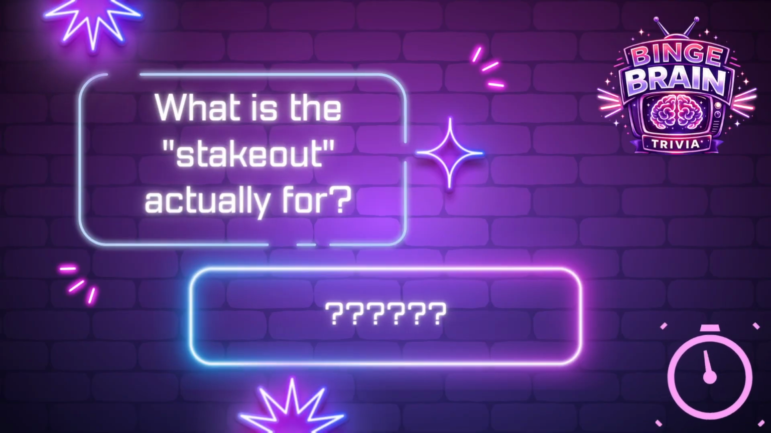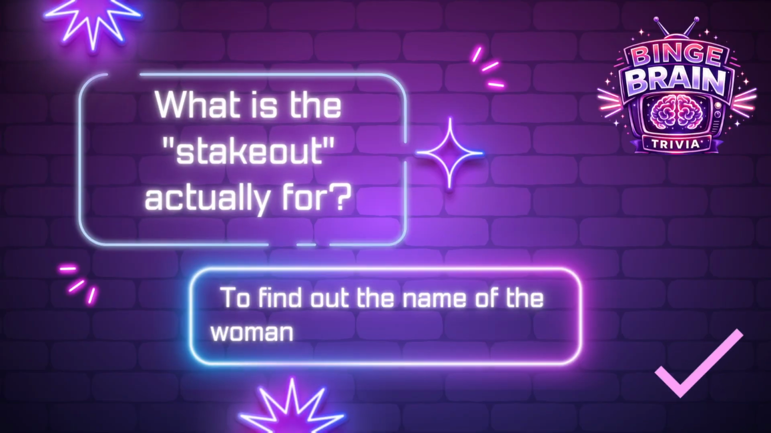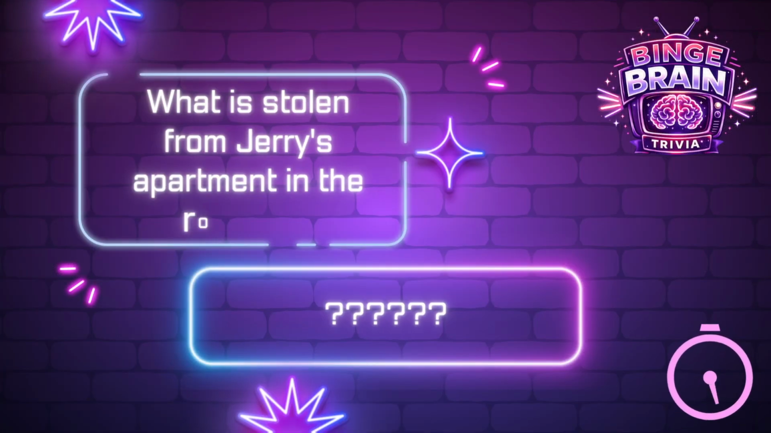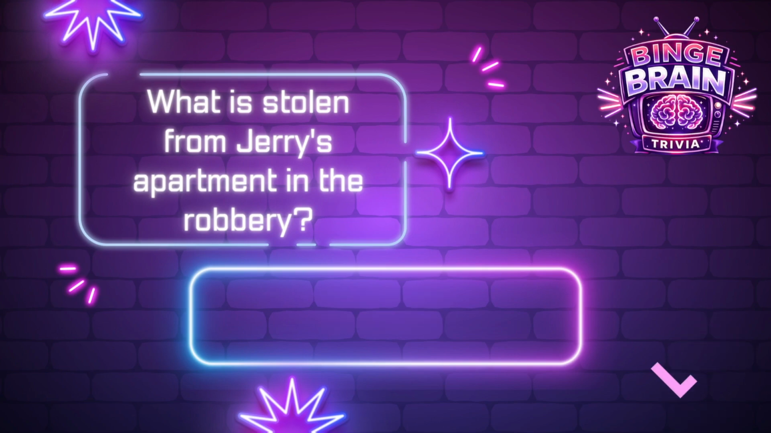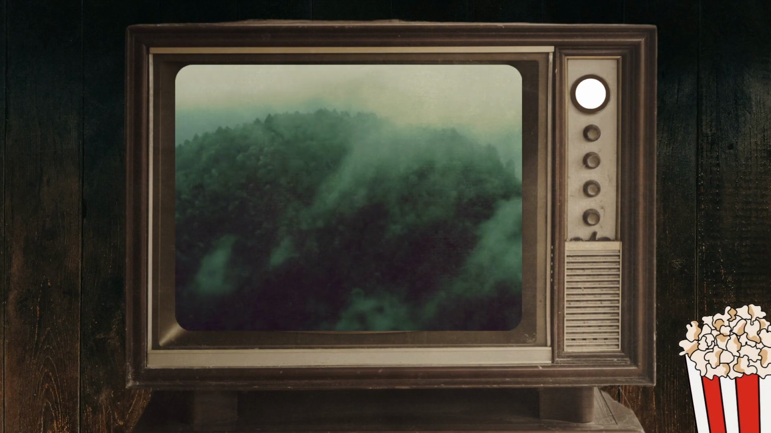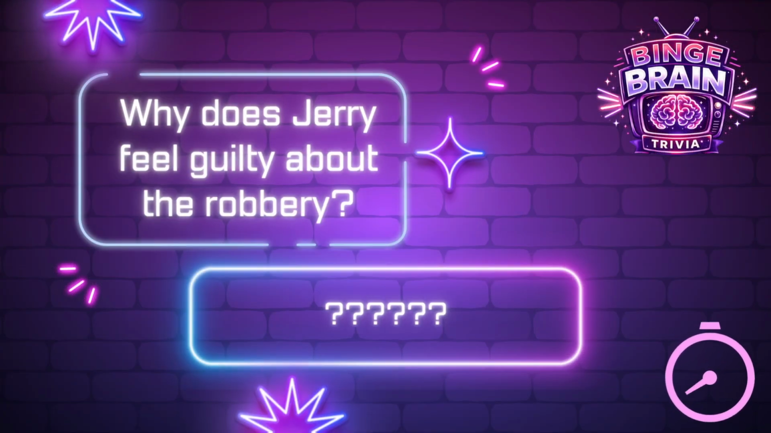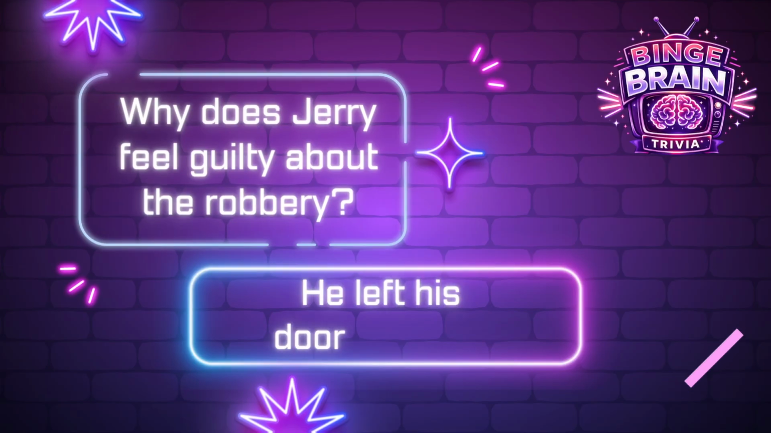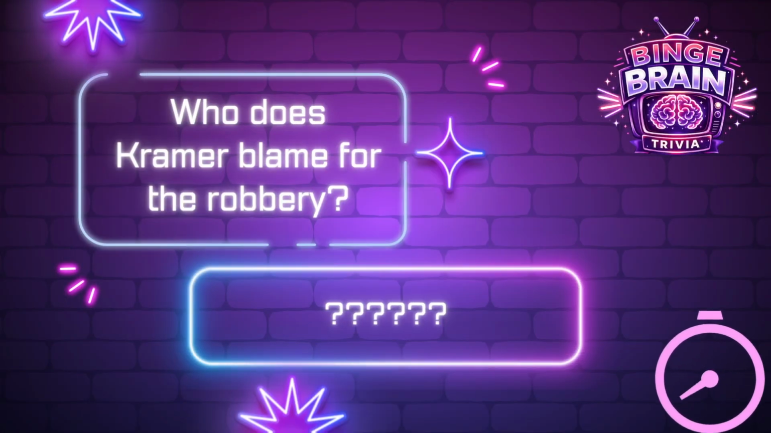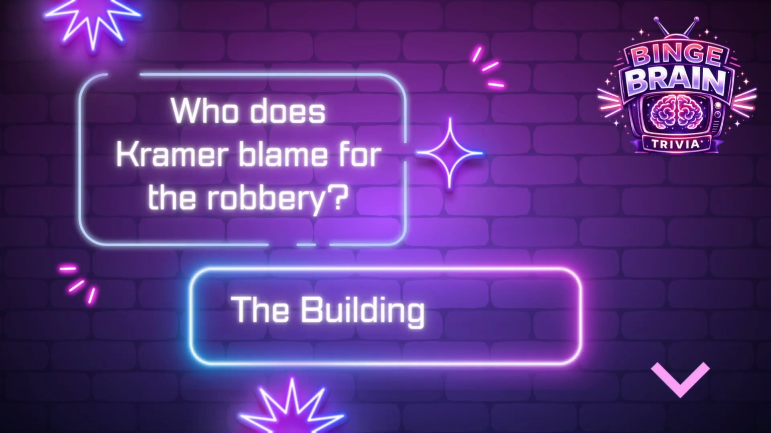What is the stakeout actually for? The stakeout is actually to find out the name of the woman Jerry met at the party. What is stolen from Jerry's apartment in the robbery? The stereo and TV are stolen from Jerry's apartment in the robbery. Why does Jerry feel guilty about the robbery? Jerry feels guilty about the robbery because he left his door unlocked. Who does Kramer blame for the robbery? Kramer blames the building superintendent for the robbery.